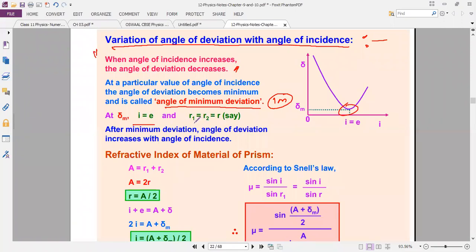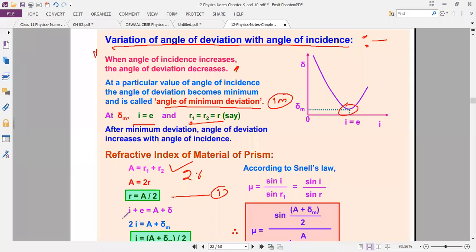Now R1 and R2 are also equal to R. Before, we discussed the A formula. A is the angle of the prism, delta is the angle of minimum deviation, R1 and R2 are refraction 1 and refraction 2. Now both are equal. R1 plus R2 equals 2R. So A equals 2R. Then R equals A by 2. This is equation number 1.